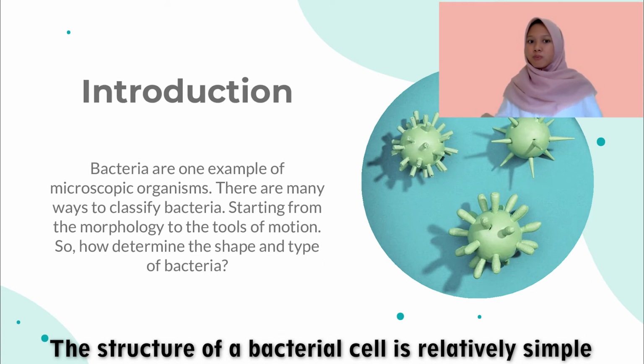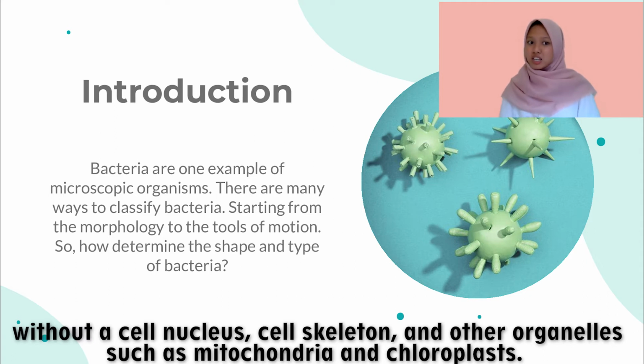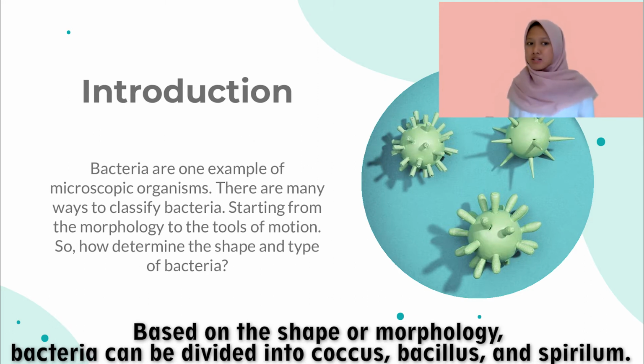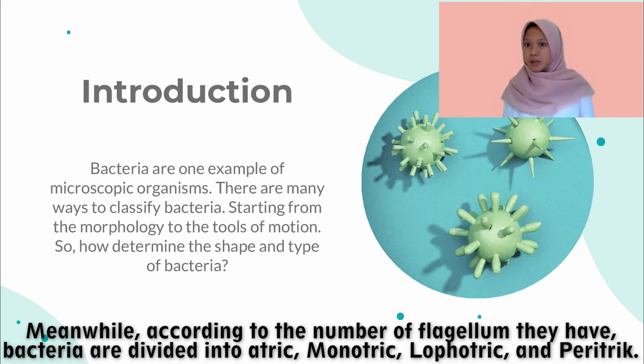The structure of a bacterial cell is relatively simple, without cell nucleus, cell skeleton, and other organelles such as mitochondria and chloroplast. There are many ways to classify the bacteria, starting from the morphology to the tools of motion. Based on the shape or morphology, bacteria can be divided into coccus, bacillus, and spirillum. Meanwhile, according to the number of flagella they have, bacteria are divided into atrichous, monotrichous, lophotrichous, and peritrichous.